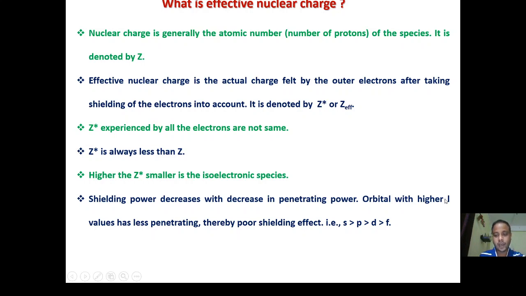Generally, an orbital with higher l, the azimuthal quantum number, has less penetrating power, thereby poor shielding. That means the shielding effect of an electron in s orbital will be more than p, more than d, more than f.